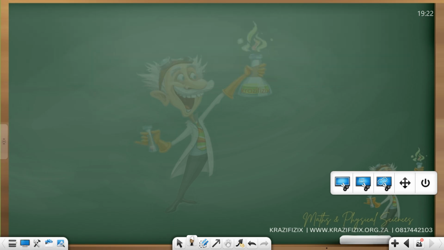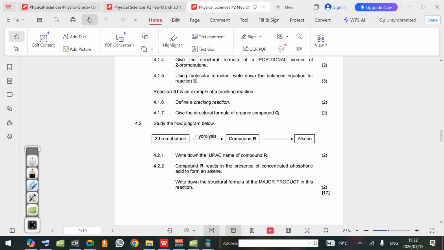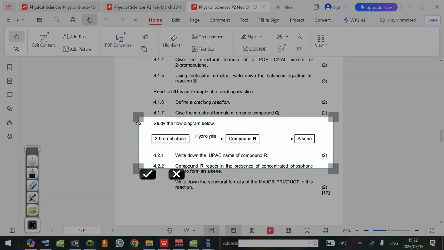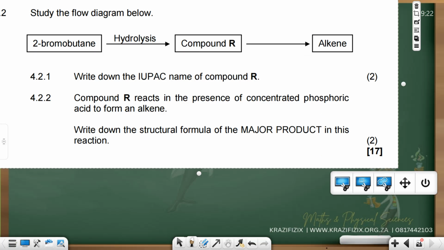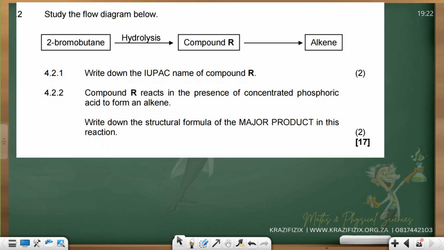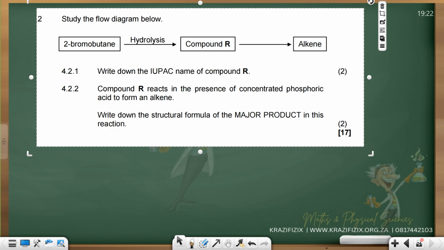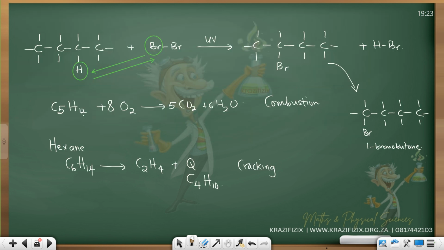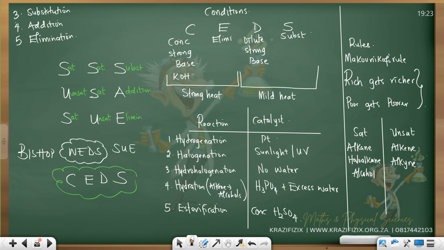All right, let's look at this one. This one is very important. It says study the flow diagram below. Ah, beautiful. I thank God that I'm actually looking at this. What is hydrolysis? Hydrolysis is actually a substitution reaction, okay? And you'll be seeing it. So put that note down. Hydrolysis. Oh, I do have it here. Wait, I do have it here. 1 second.